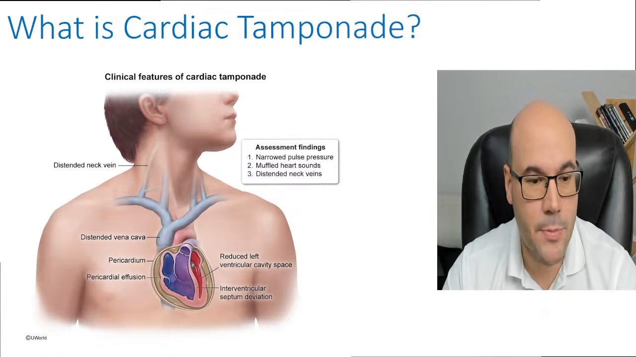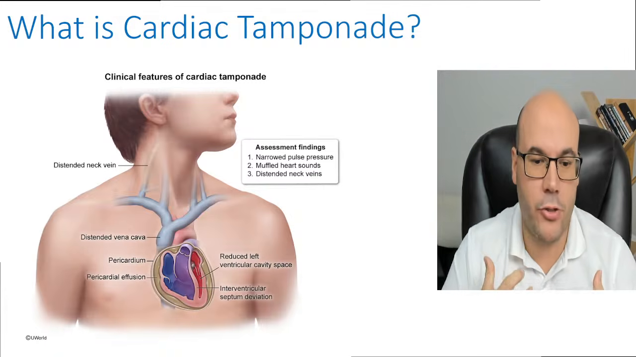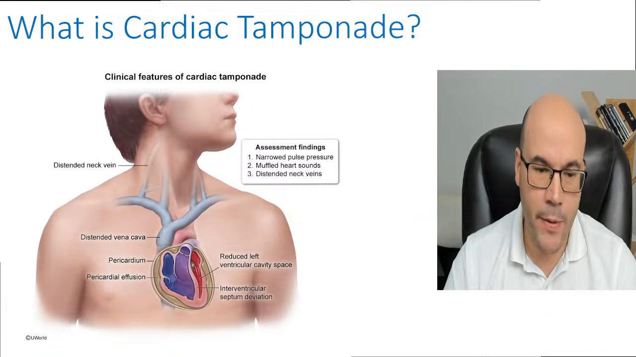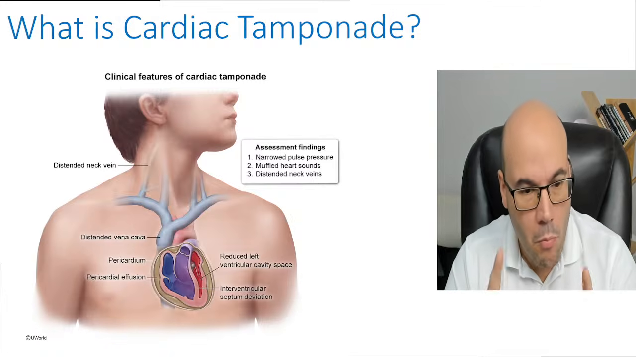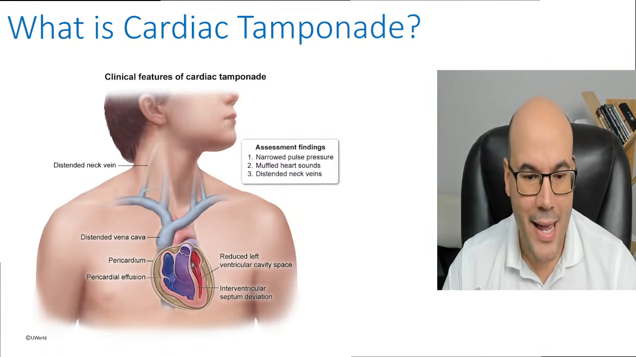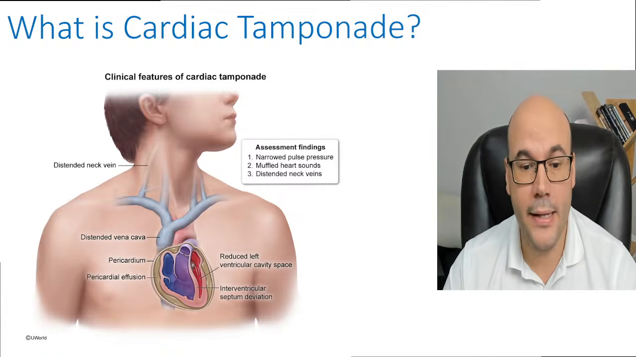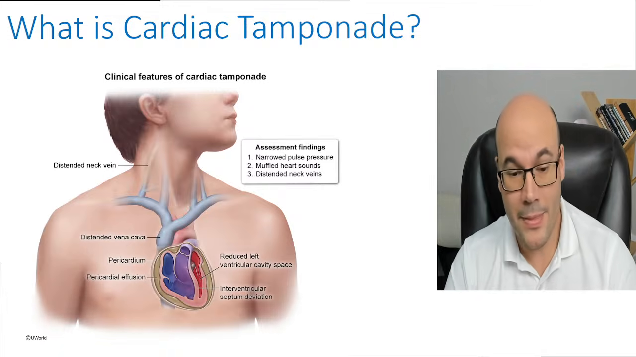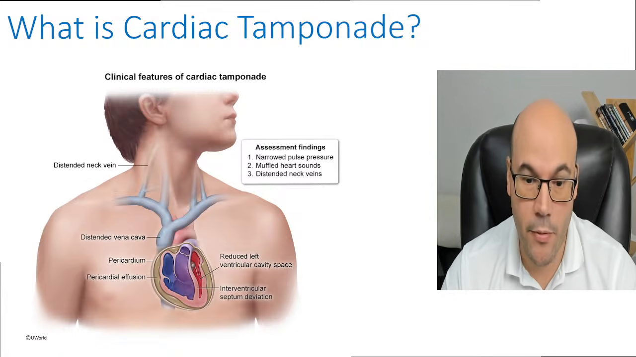Now, this happens especially when we tell the patient to take an inspiratory breath. So if we ask a patient to take an inspiratory breath and we see a decrease of more than 10 millimeters of mercury in systolic arterial pressure, that indicates a paradoxical pulse. It can also be detected by palpating weakness or disappearance of the arterial pulse during inspiration.